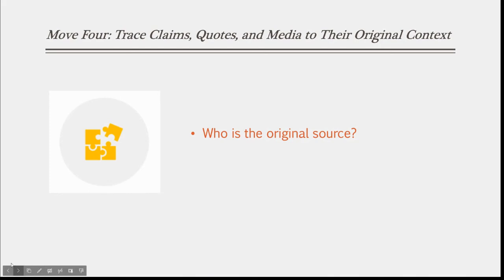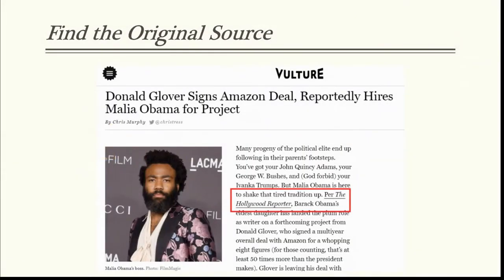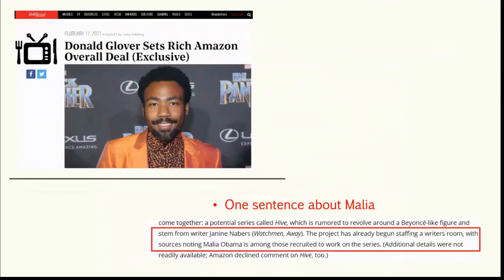Okay, and here is a good example of tracing claims. You can see the headline is about Donald Glover getting an Amazon deal for a new project with them, and Malia Obama is going to be a writer on the upcoming project. So I did a Wikipedia trick to find out more about this publisher, Vulture, but I couldn't find information about them. So instead, I'm going to look for the original source of the story here. And I noticed that the article cited The Hollywood Reporter. So I clicked on the link to find the original story, and then here's what I found.